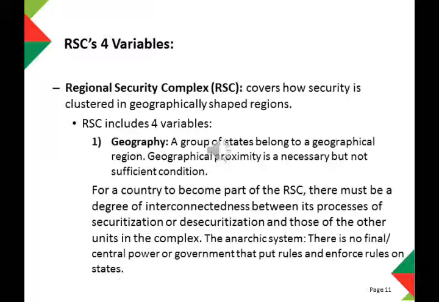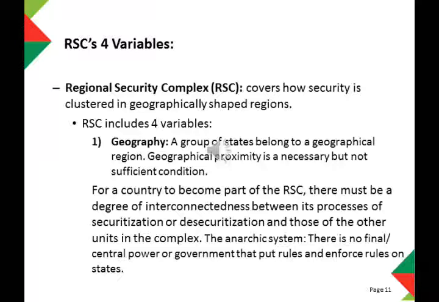The second indicator or variable in the theory of regional security complex is the anarchic system. So, like the international system, like the regional system, anarchy is the rule. So, it means there is no final or central power or government that puts rules and enforces rules on states within the region, right?